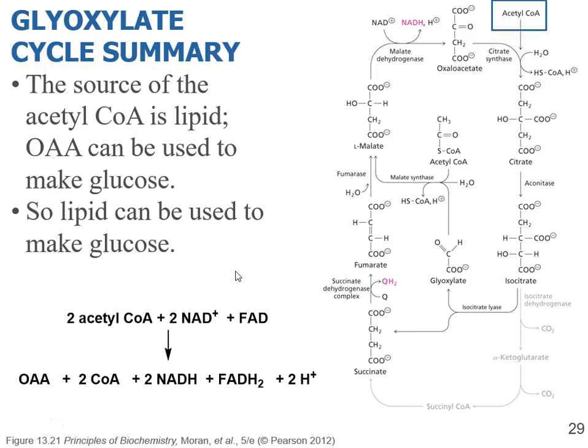So here's the first acetyl-CoA. There's the second acetyl-CoA. So those two carbons combine to form OAA. And if we get to OAA, we can make glucose.